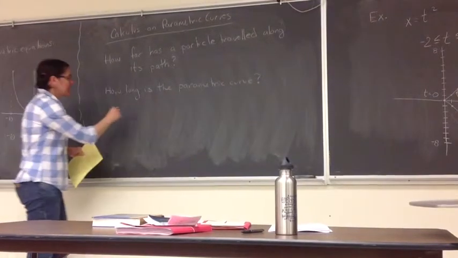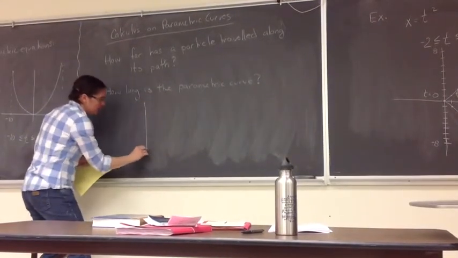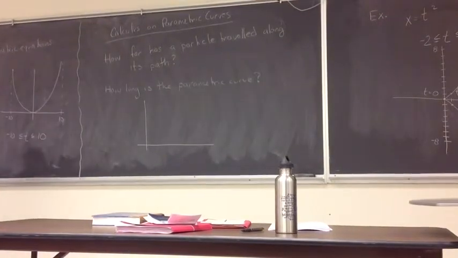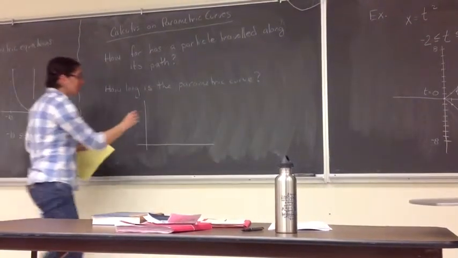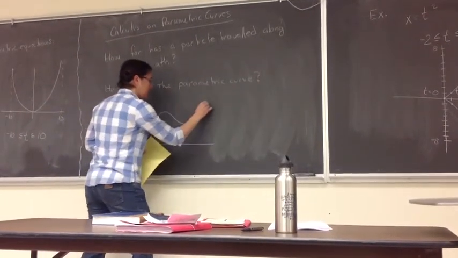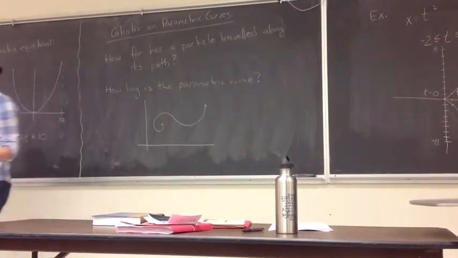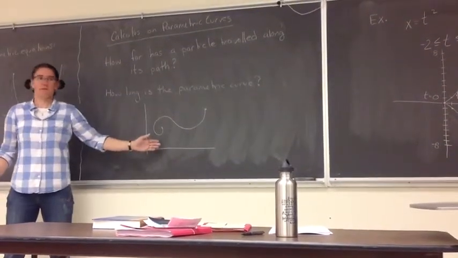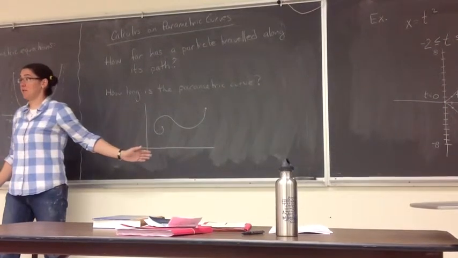Okay, so to answer this question, what we want to do is look at a generic parametric curve. Maybe I've got a curve that looks something like this. Okay, there's my curve. Notice that I made my curve so that it does not pass the vertical line test, because parametric curves do not need to pass the vertical line test.